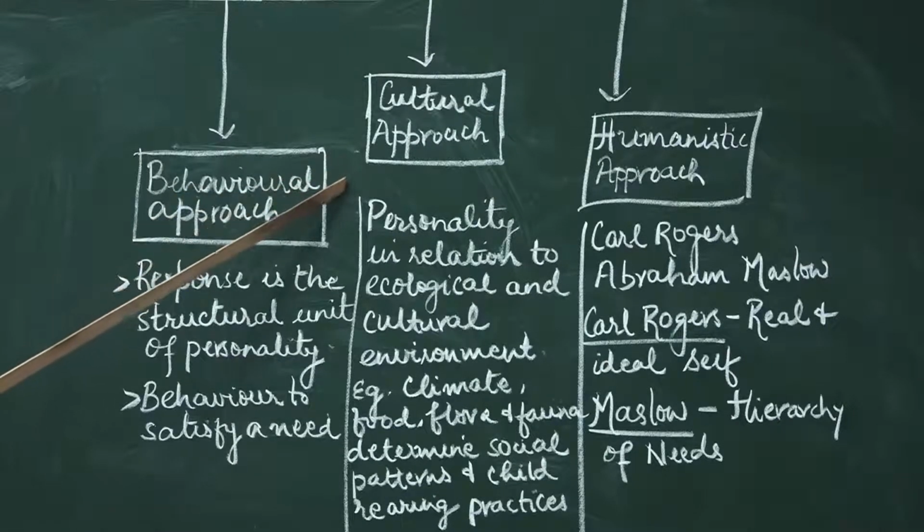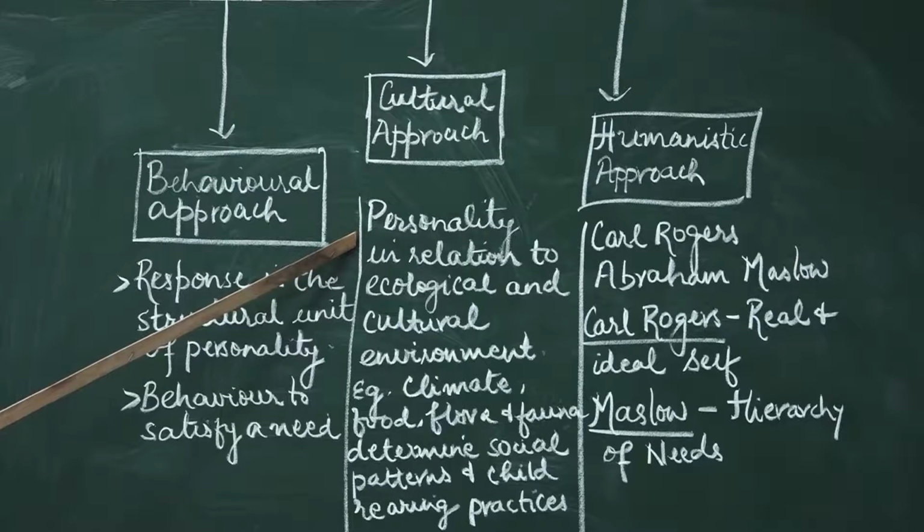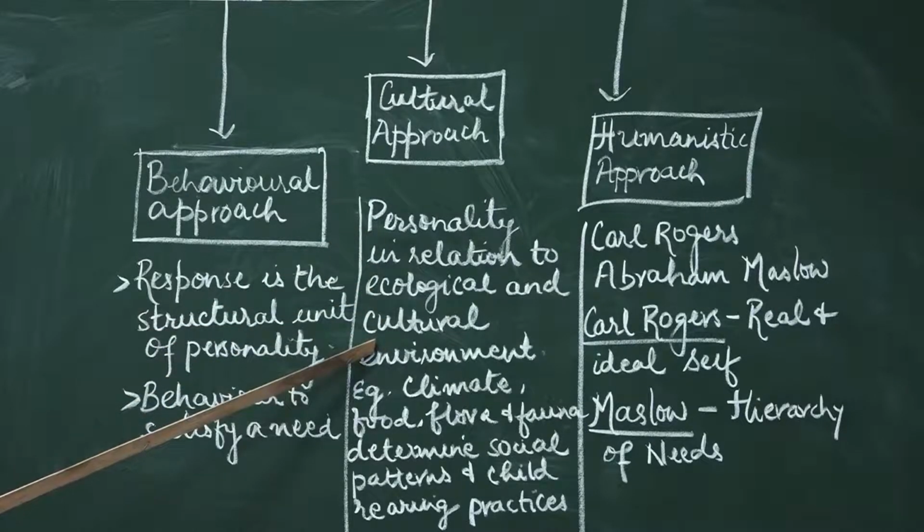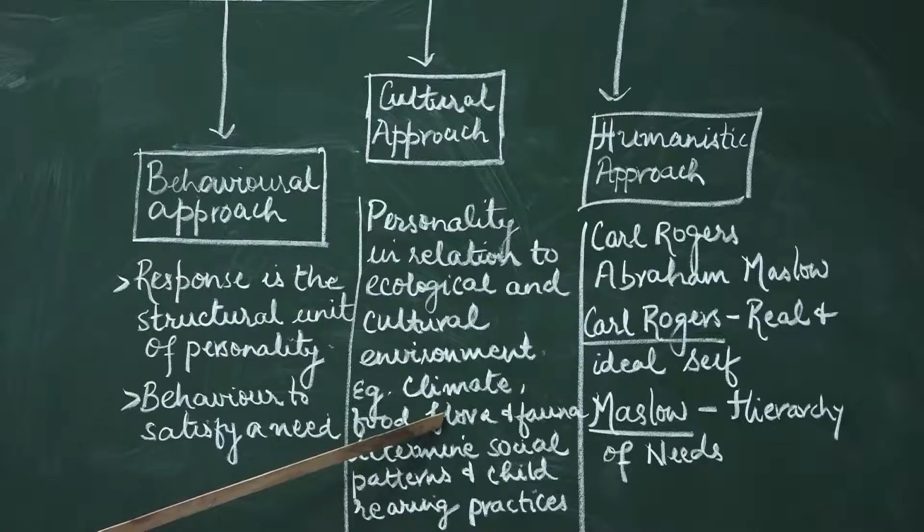Coming to the next approach, which is called the cultural approach. This approach studies personality in relationship to the ecological and cultural environment. Now, the climatic conditions of a place, the availability of food, and the flora as well as the fauna not only determine the person's economic activities, but also other features like social patterns, social structures, division of labor, and child rearing practices. It is said that the person's skills, abilities, behavioral styles, etc. are strongly linked to the kind of culture in which they are reared.